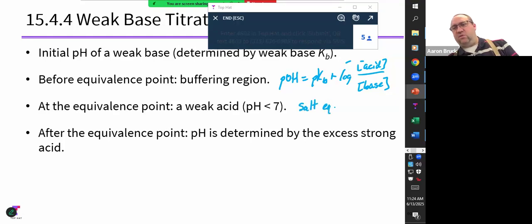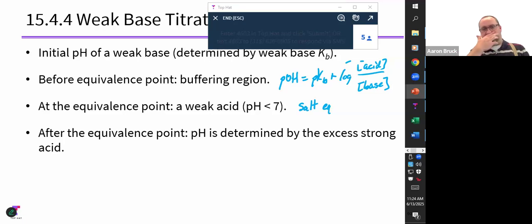Zone 3 is still salt equilibrium. The only difference is that we're going to be focusing on a conjugate acid salt instead of a conjugate base salt. After the equivalence point, we're going to be looking for free hydronium or free hydrogen ion as opposed to free hydroxide. So every calculation is exactly the same. We're going to handle it in the exact same manner. Start with stoichiometry, figure out where we are in the titration, move on from there.